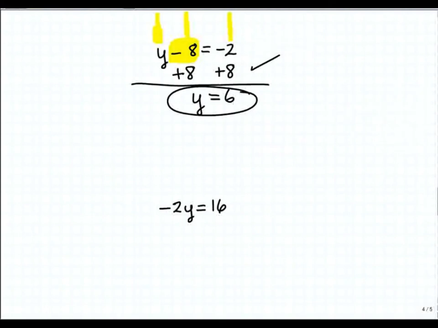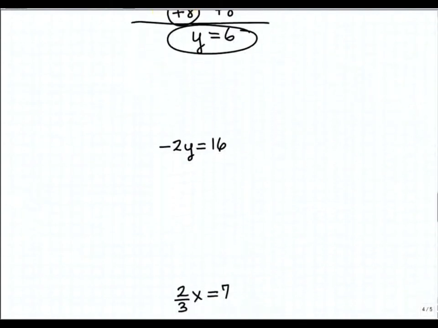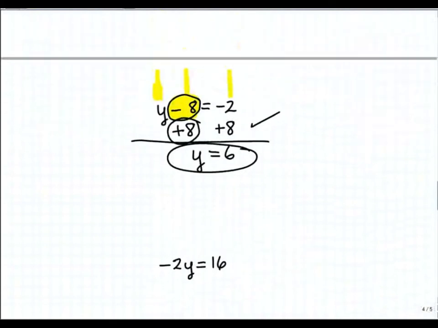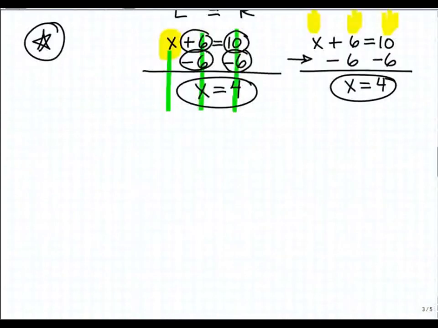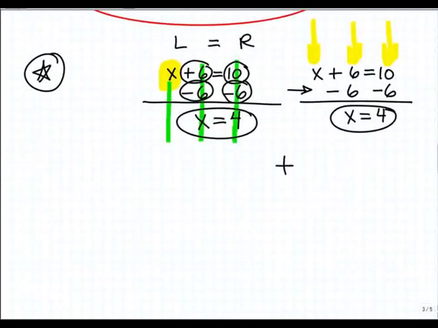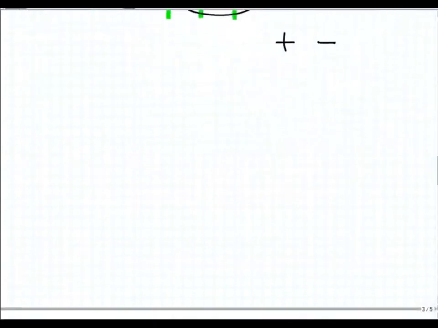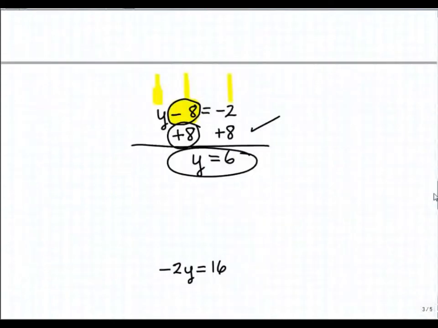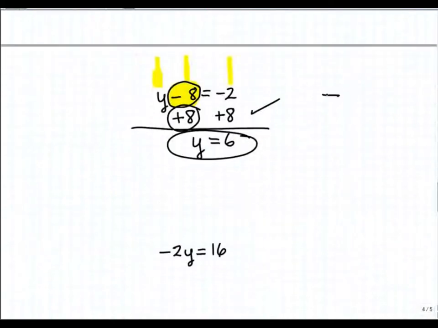Hopefully this is starting to make sense to you. Remember, the key is we're looking at what's going on next to the variable, and then we're using an inverse operation to get that variable by itself, to isolate the variable. So let's back up here for a second. In our first example, we had addition next to the variable, so we used a subtraction inverse operation. In our next example, we had subtraction next to the variable, so we used addition.